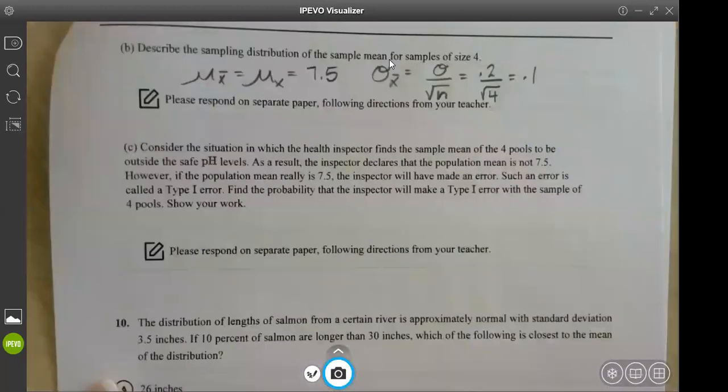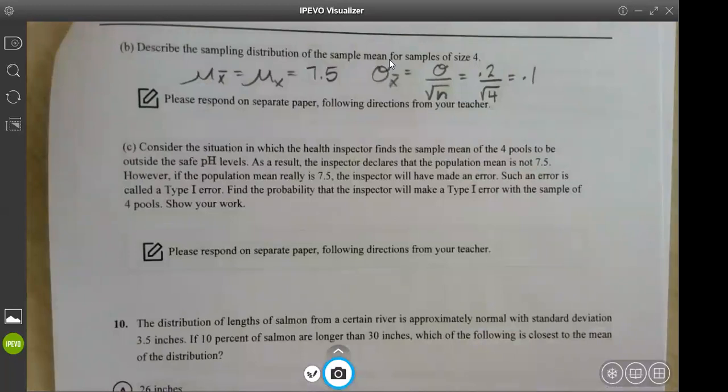Consider the situation in which the health inspector finds the sample mean of the 4 pools to be outside the safe pH levels. As a result, the inspector declares that the population mean is not 7.5.